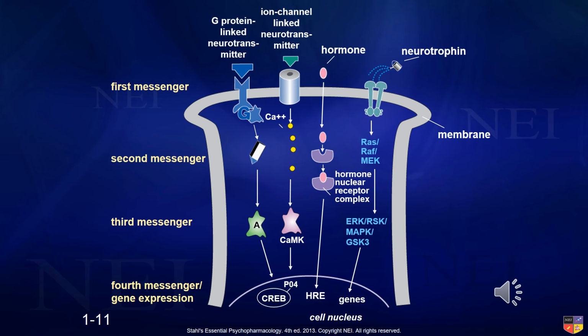One more slide on this, and please don't panic, but I just want you to see in a visual how all of this can kind of come together. So at the top, we see a G protein linked neurotransmitter. We also have an ion channel linked neurotransmitter. Going over a little bit more to the right, we have a hormone, and then on the far right, we have a neurotrophin. All of those seem to be at the top of like a glass or a tube.